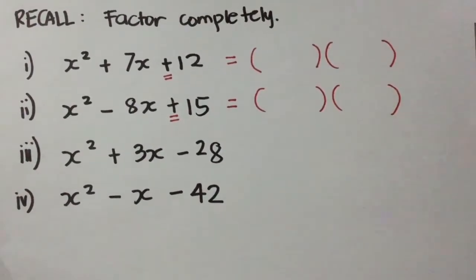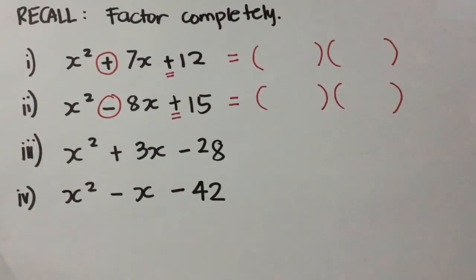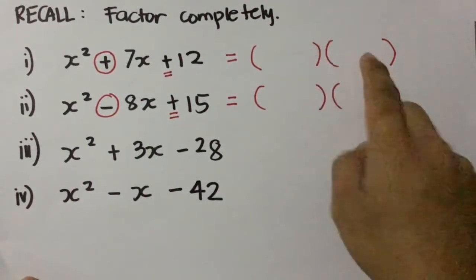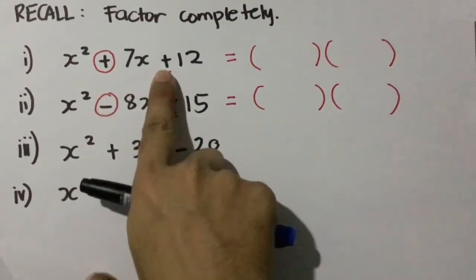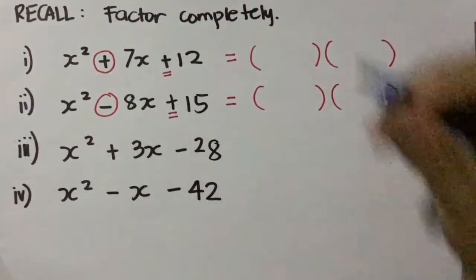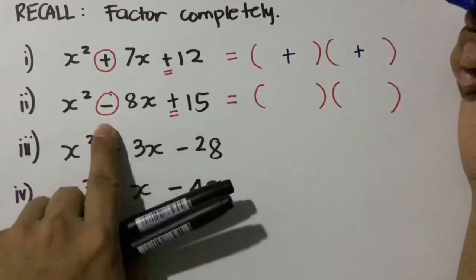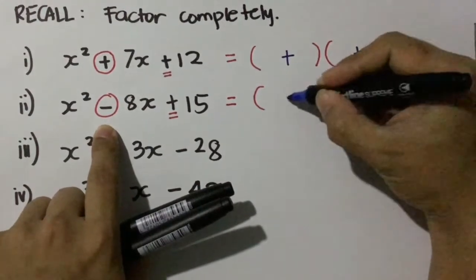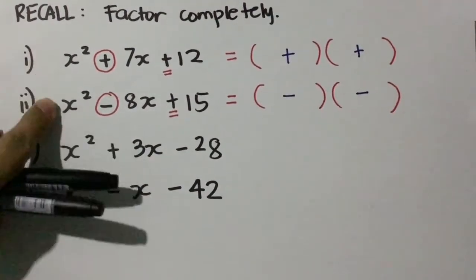And what is the sign of the second term? It will depend on the middle term. The sign of the middle term will tell you the sign of the second term of the binomial or the factors. Since both of these signs are positive, they're both positive. Since the last term is positive and the middle term is negative, they have the same sign, but they're both negative. Now what you're going to focus on is the first term.